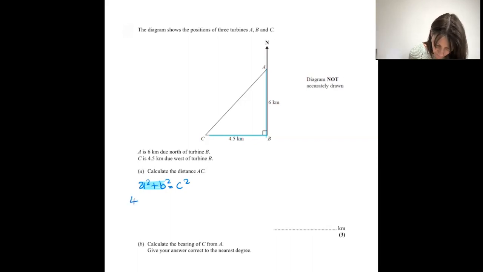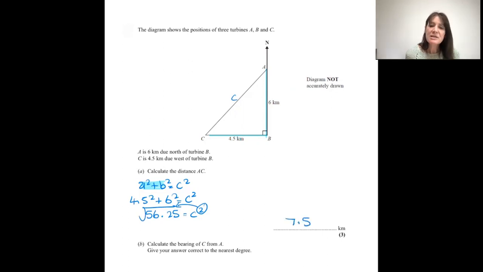So now I can just put in 4.5 squared plus 6 squared is equal to c squared, being my missing side. This gives me 56.25. And if I want to know what c is, which is ultimately my goal, I want to know this missing edge here, then I've got to get it on its own, which means finishing off by square rooting, and that comes out at 7.5. So Pythag was required in order to work out the first part of that question.